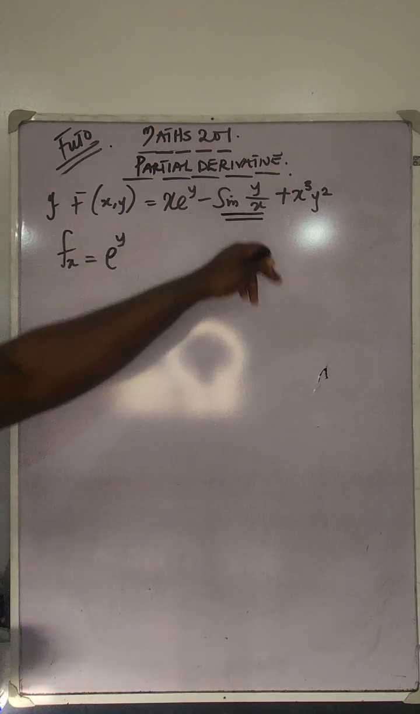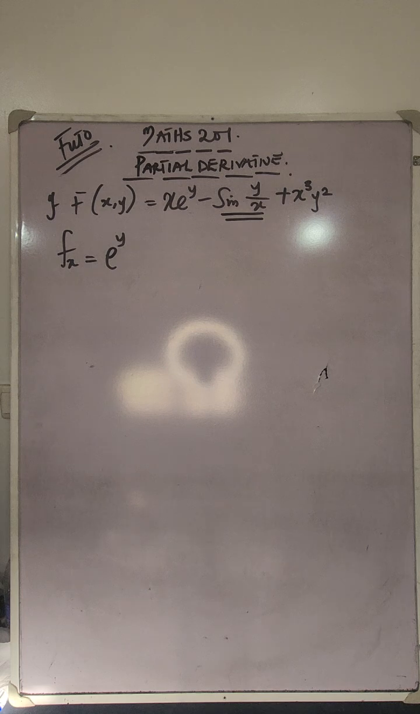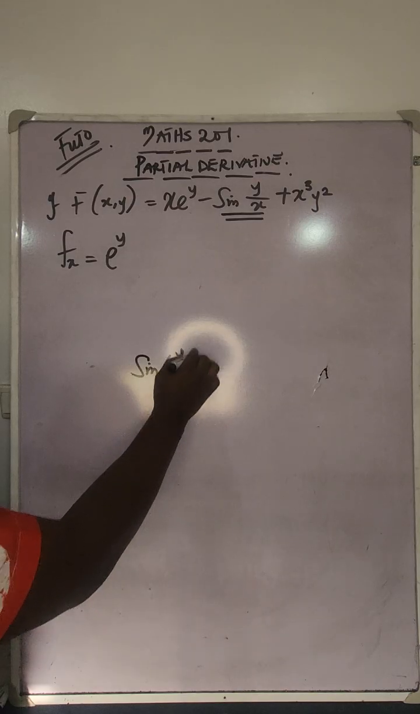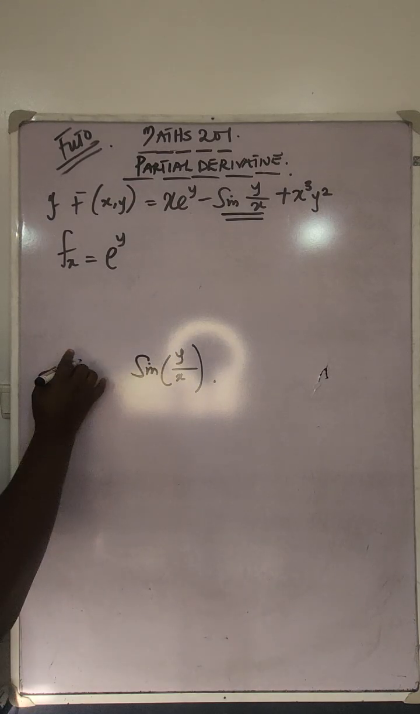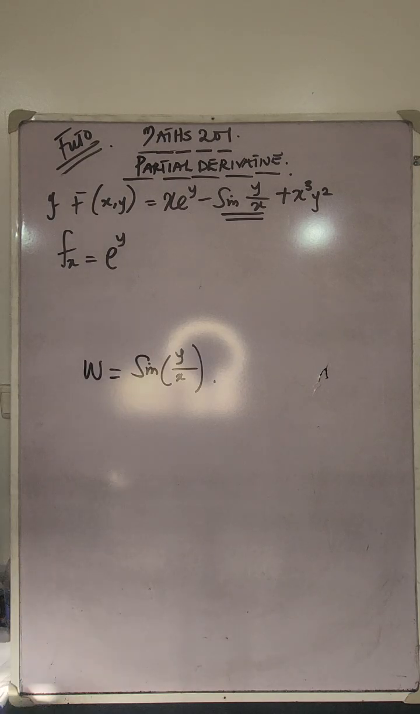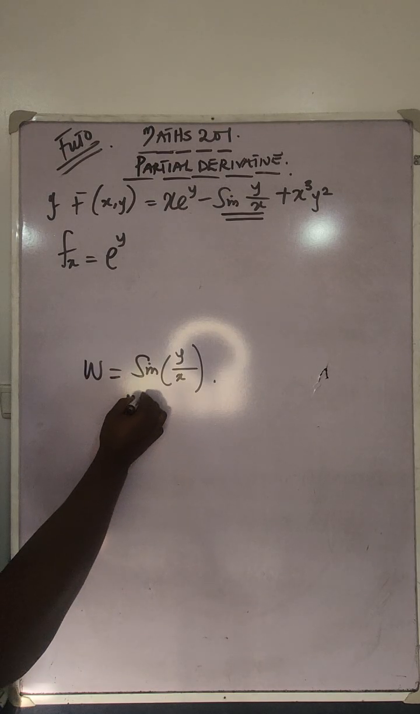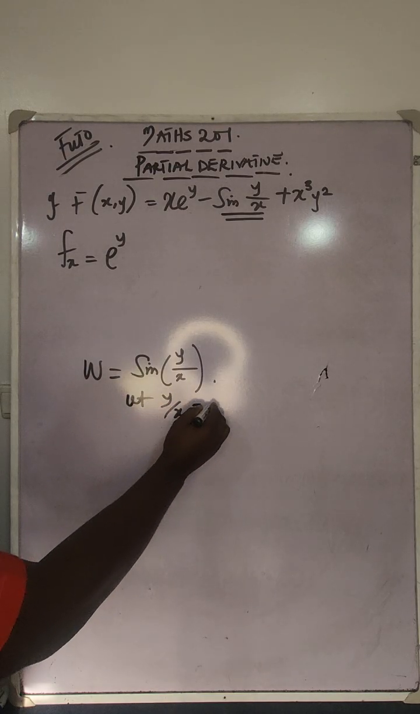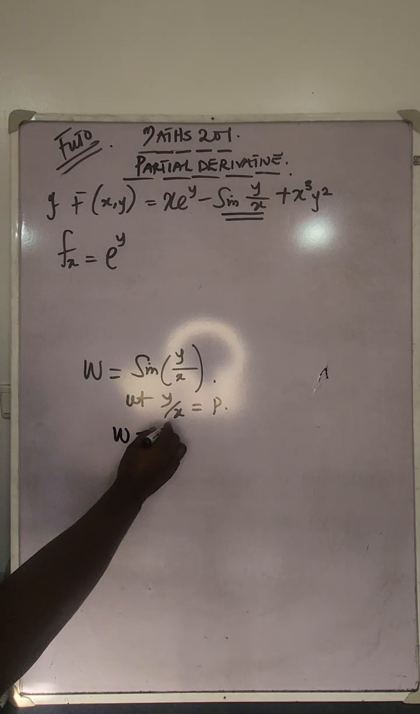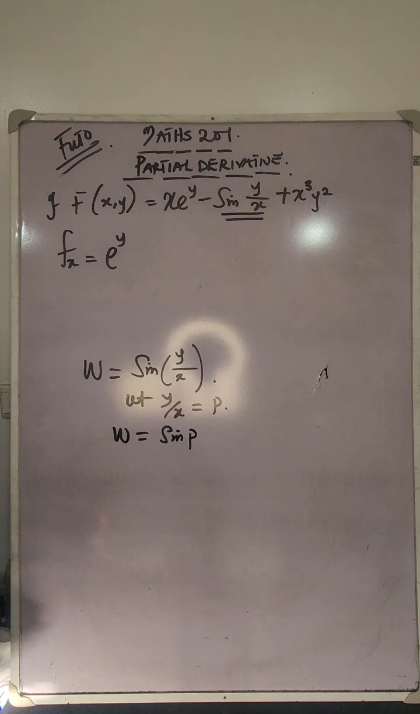But this junction, you see, is quite dicey. Why is it dicey? It is dicey because you have a sine of y over x. So let's assume that we have w equal to sine of y over x. Let's use our knowledge of Maths 102. Let y over x be equal to, let's say, p. So what I'm seeing here is w equals sine of p, right?